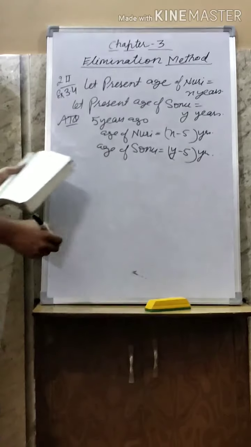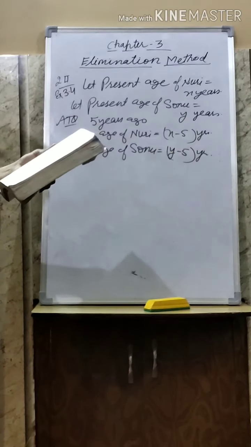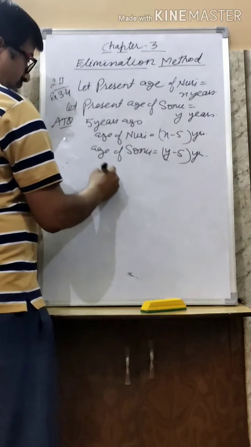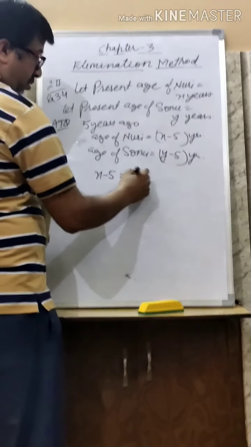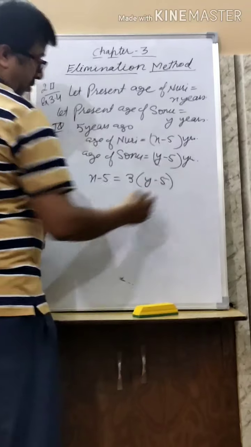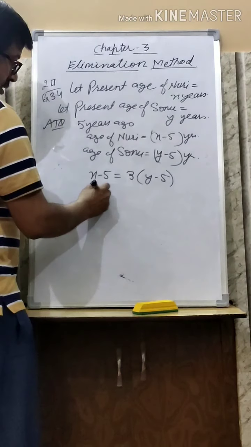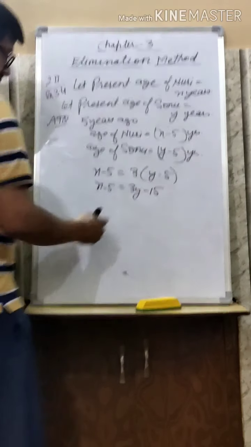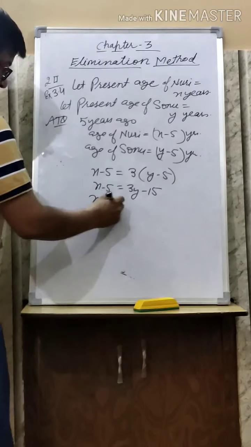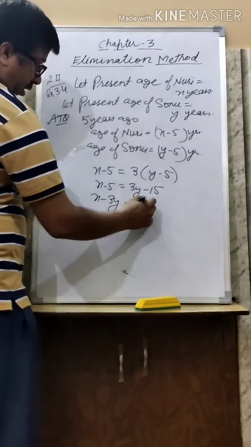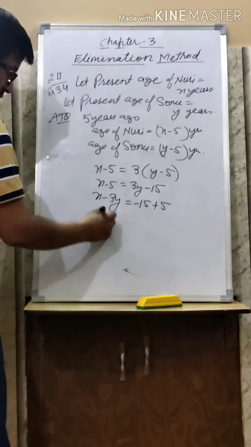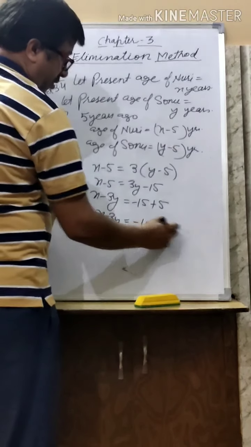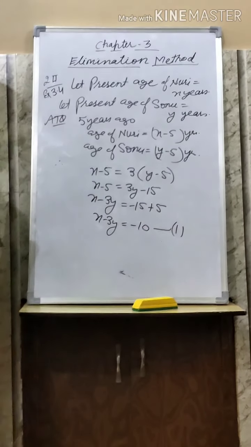So therefore, what is it saying? Nuri was thrice as old as Sonu. Nuri's age, x minus 5, is thrice, 3 times the age of Sonu. So x minus 5 is equal to 3y minus 15. Shift here: x minus 3y is equal to minus 15 plus 5. x minus 3y is equal to minus 10. This is the first equation.